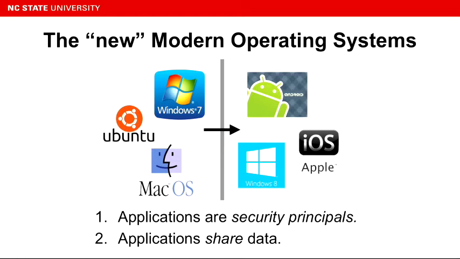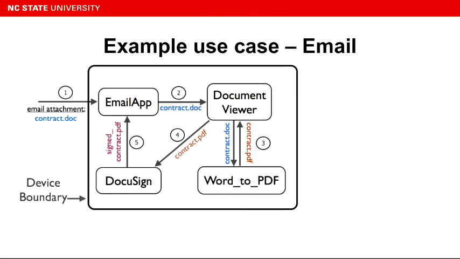Now, since applications are security principals on Android, applications cannot normally access each other's data. So when the user wants to combine different applications, applications must share data. I'll give you an example of how this sharing takes place. Say you get an email in an email application, and the email has an attachment. You click on the attachment, and it opens up in a document viewer. This flow is very seamless. What's happening in the background is that the email application is sharing the attachment with the document viewer.